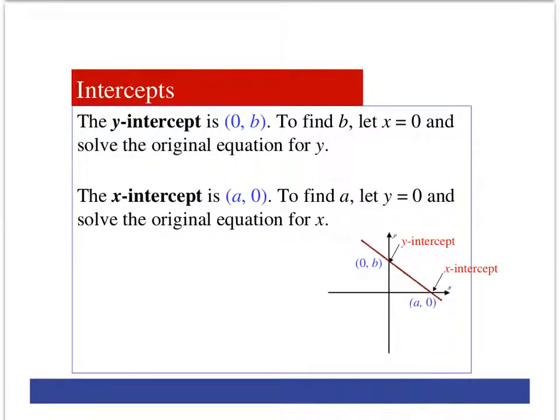So the y-intercept is (0, b). That's where x is 0 and b is on the axis, where it crosses the y-axis. And then for the x-intercept, we're going to let y equal 0, and it's where it's going to cross the x-axis. So it would have a value in there.